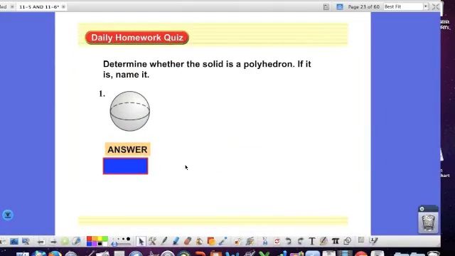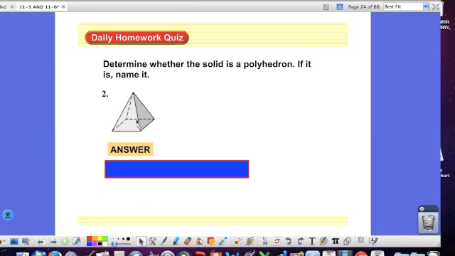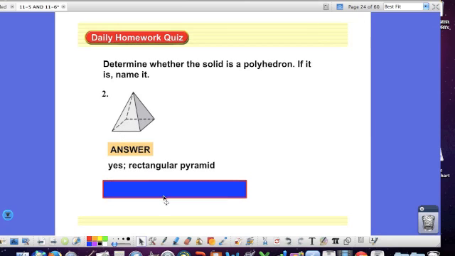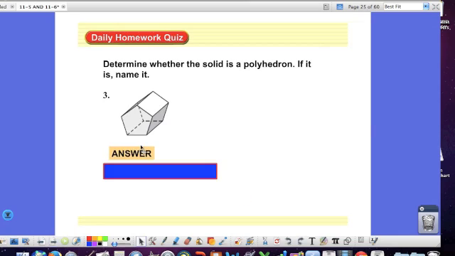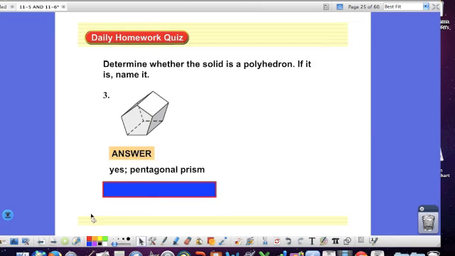And now the daily homework quiz. This is not a polyhedron, it's a sphere because it has curved edges. This is a polyhedron. That looks like it could be a square, but since they don't tell me that everything's congruent, I'm going to go with a rectangular pyramid. On this one, there are pentagons at both sides, so it's a prism, a pentagonal prism.